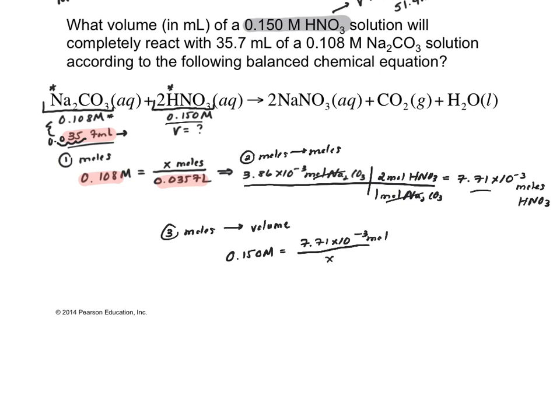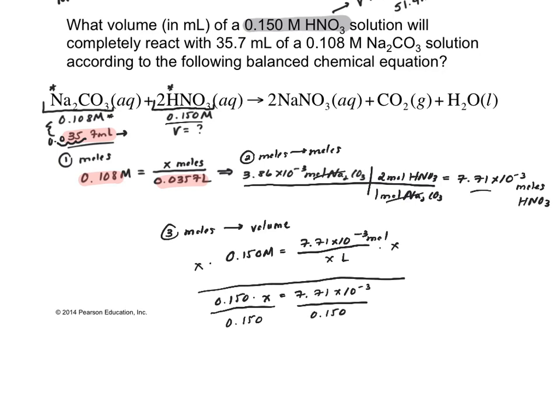And what we're going to solve for is this unknown volume on bottom, right? So to solve for this, I'm going to multiply both sides by x. That's going to give me 0.150 times x is equal to 7.71 times 10 to the minus 3. Now to solve for x, we're just going to divide both sides by 0.150, and that gives us x equal to 0.0514 liters, because again, we're solving for a volume.